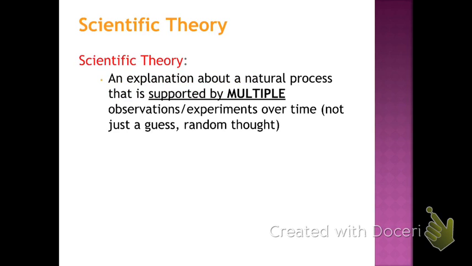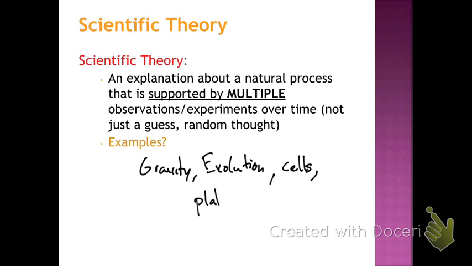All right, so after we've gone through several hypotheses, maybe several generations of people have gone through hypotheses, we can come up with a scientific theory. This is an explanation of the natural processes and is supported by multiple observations and experiments over time. This is done over hundreds of years even. Some common examples: gravity is a theory. Evolution is a theory. There's theory about cells, plate tectonics.